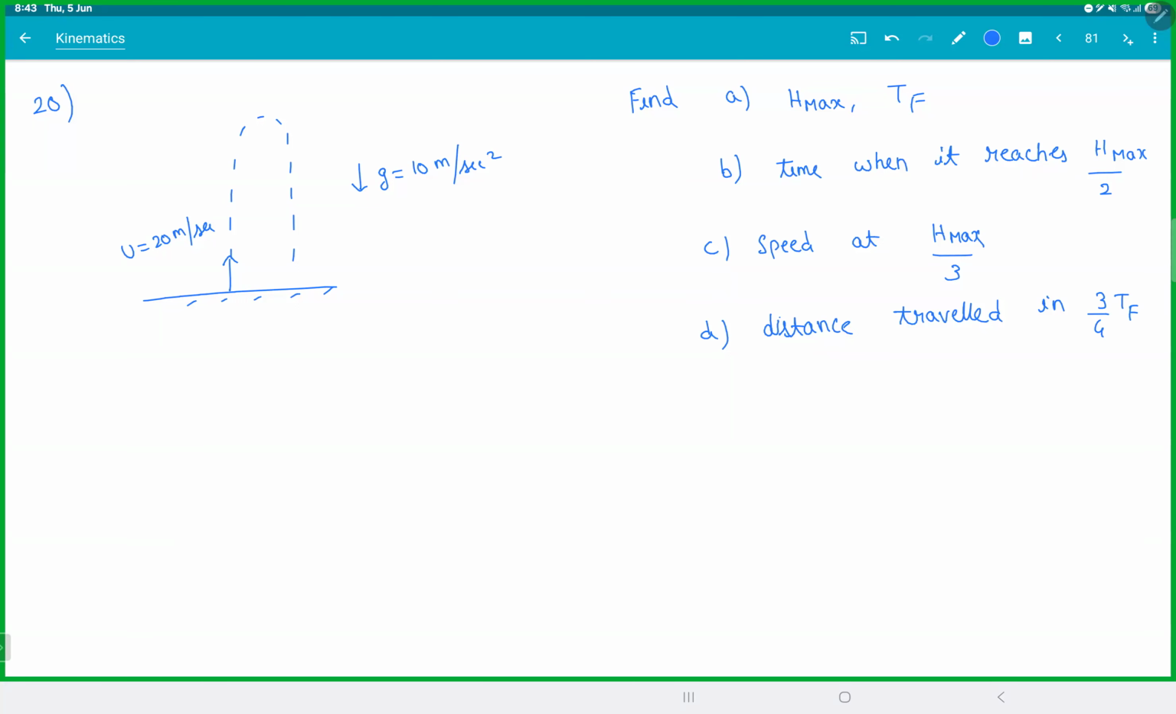Yeah, first one is easy. Get the D part, I'm more interested in that. Solve everything. So particle is projected at 20 meters per second, gravity is 10. So H max, time of flight, then time when it reaches half of H max, speed when it reaches 1/3 of H max, and the distance traveled in 3/4 of time of flight.